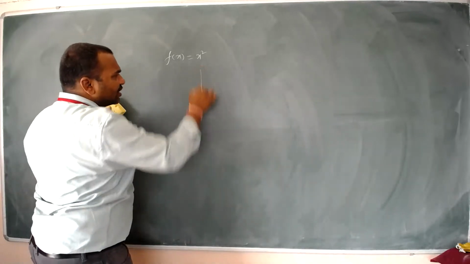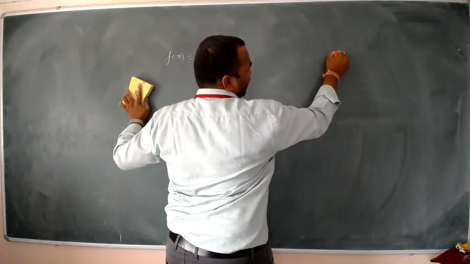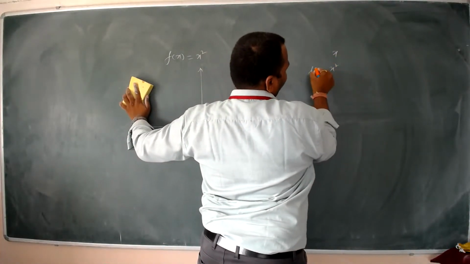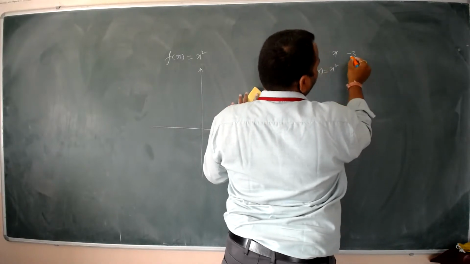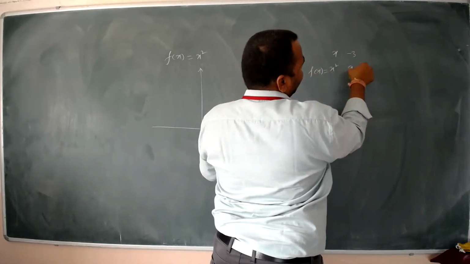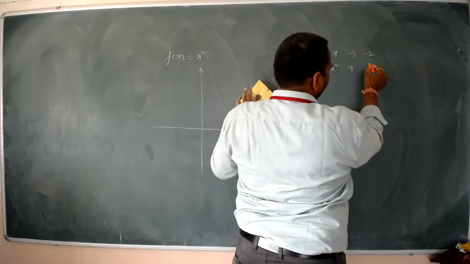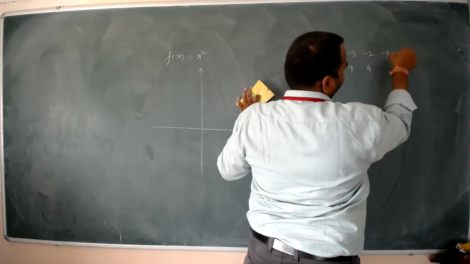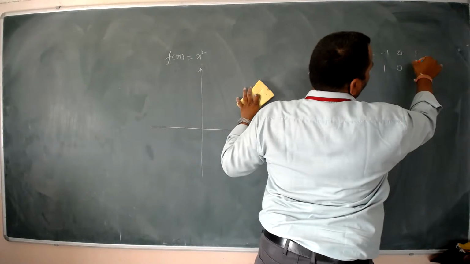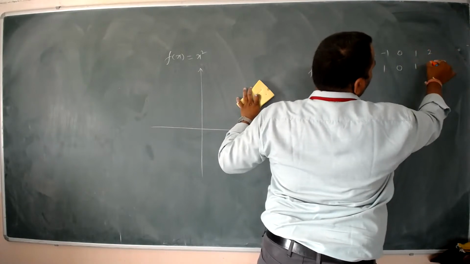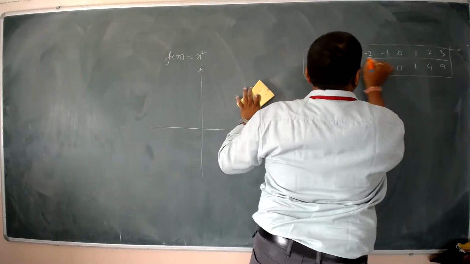So now we will draw the graph of this polynomial. Take x and f of x equal to x square. By taking x value -3, the x square value is 9. Take x value -2, x square value is 4. Take -1, square is 1. Take 0, 0. Take 1, 1. 2 square is 4, 3 square is 9. I'm taking some values now.